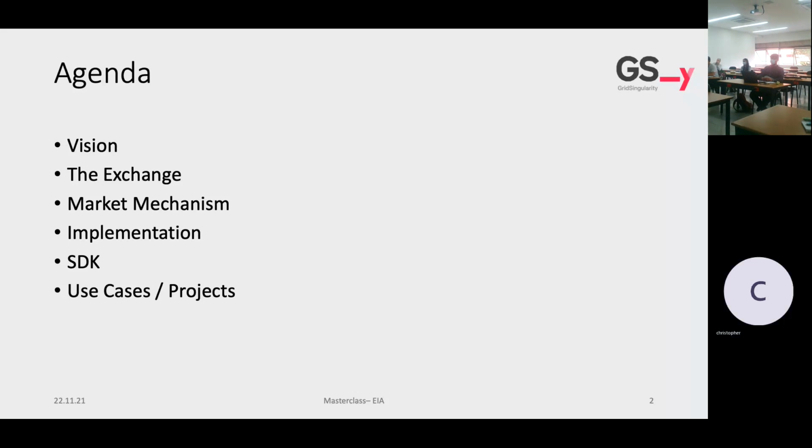mechanism. Then I will jump to how do we actually implement it in a software, including the different interface that we have to build more powerful strategies. And then I will conclude with showing some use cases and projects that we've been working on to show how the software can be used as a research tool, but also as a energy community deployment.